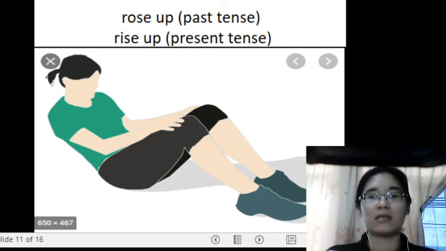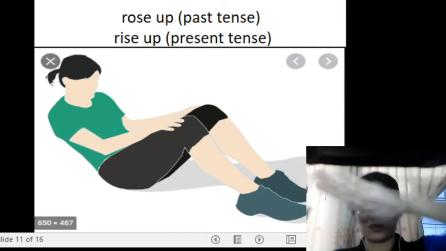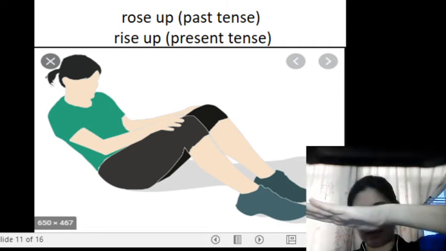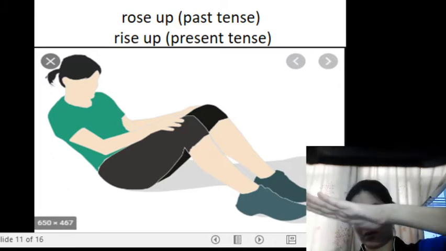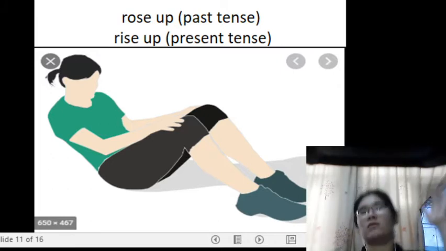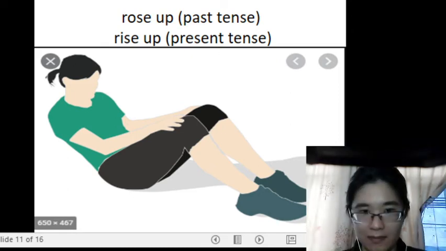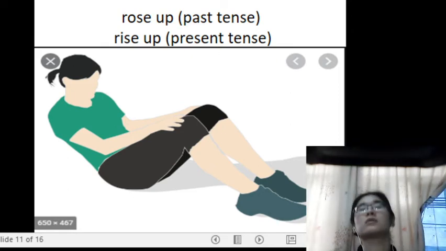Alright, rose up means you are like this. When you're sleeping, you're like this, and you rose up. Rose up. You rose up.